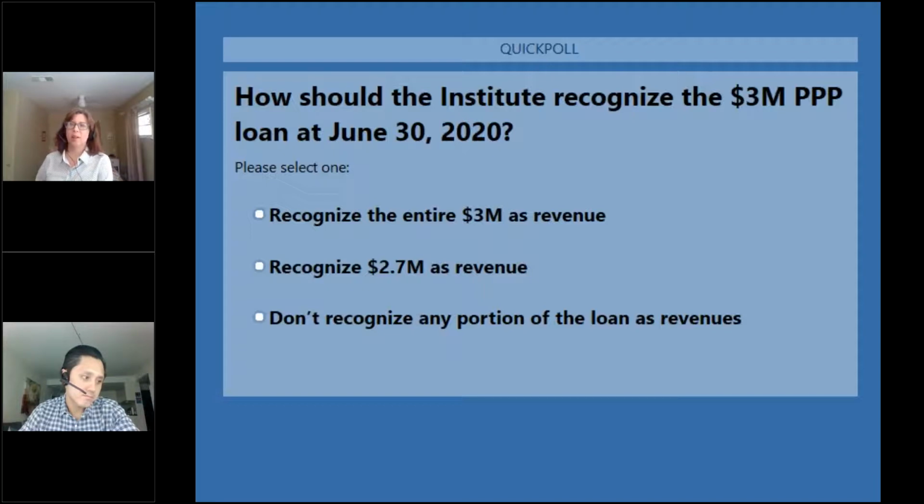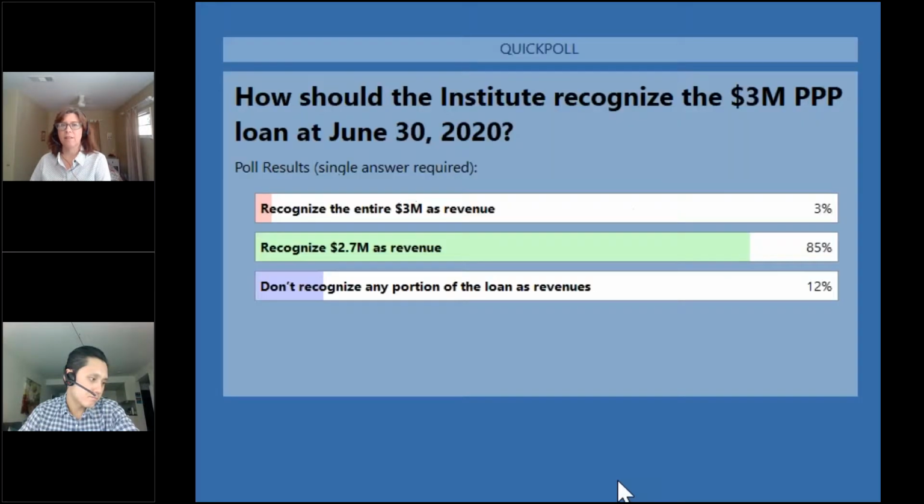Okay, we've got about 86% of participants voting. Let's give it another couple of seconds, and then we can move into looking at our analysis of this. Okay, why don't we go ahead and see how folks responded.